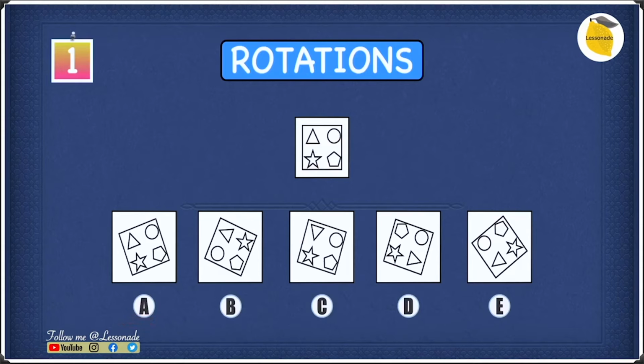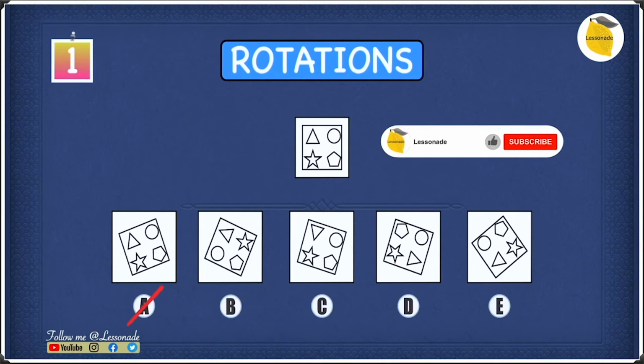In A, the triangle is pointing away from the star, and the pentagon is pointing away from the circle. But over in the question figure, the triangle is pointing away from the star, which is right, but the pentagon is pointing towards the circle. Since the pentagon is pointing in the wrong direction, we can go ahead and cross off A. So let's move into B, and let's do the same thing once again.